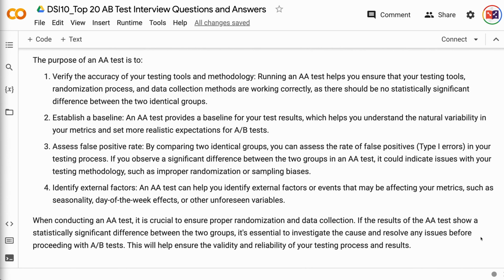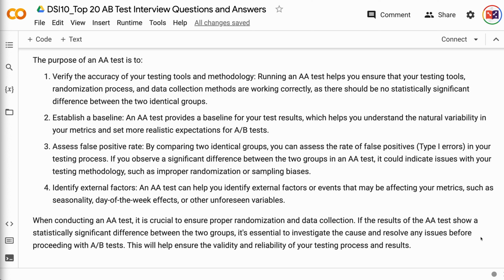Running an AA test helps you ensure that your testing tools, randomization process, and data collection methods are working correctly, as there should be no statistically significant difference between the two identical groups. 2. Establish a baseline. An AA test provides a baseline for your test results, which helps you understand the natural variability in your metrics and set more realistic expectations for the randomized controlled tests.